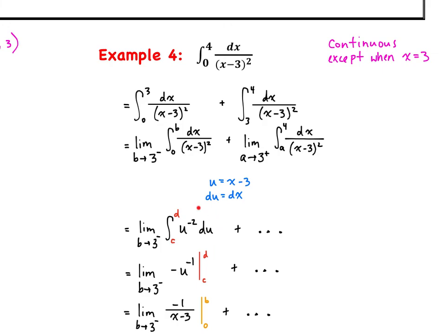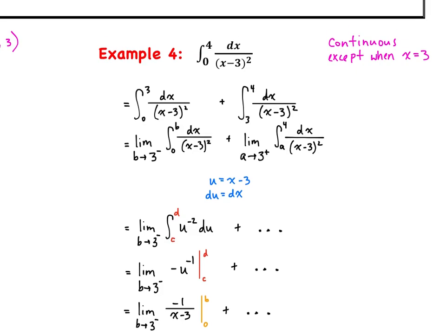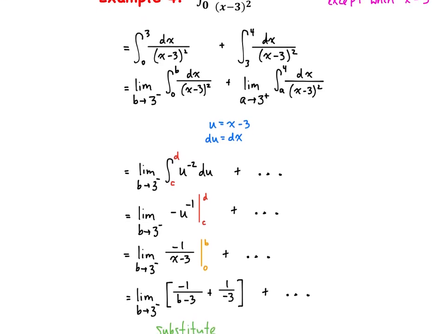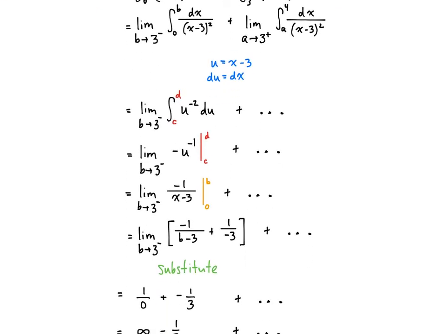Remember, if this diverges, then the whole thing diverges. So I don't even need to worry about that other limit. But if it converges, then I have to go through and work through that other limit on the right. So we only need to focus on one part unless it converges. As we go through, I'm going to focus on that first limit as b goes to 3 from the left, and we're going to integrate. When we integrate, we get negative u to the negative 1. Substituting back, we can now evaluate this integral from 0 to b and plug in.